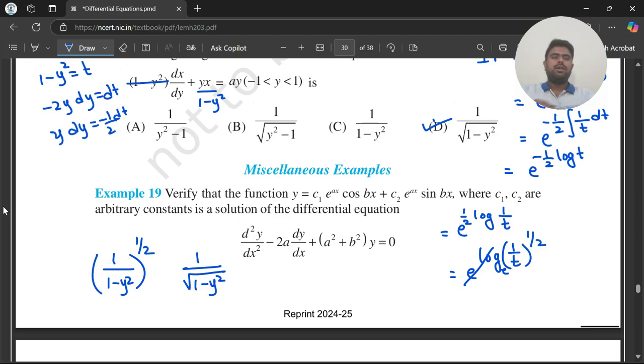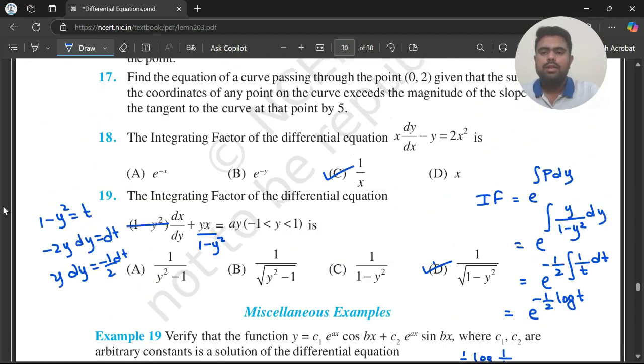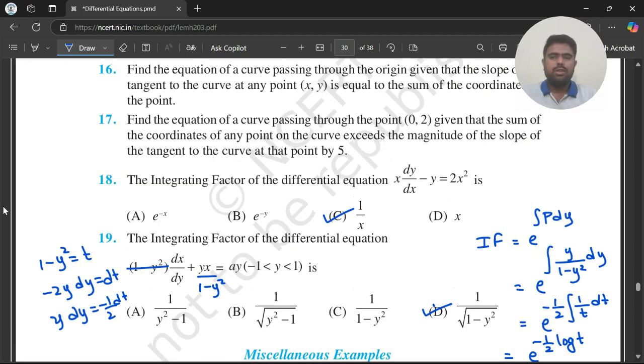I think it's option D. Finding the integrating factor can also be asked for 2 marks or in MCQs. Just be prepared. That's all for this lecture. We will see the remaining things in the next lecture.